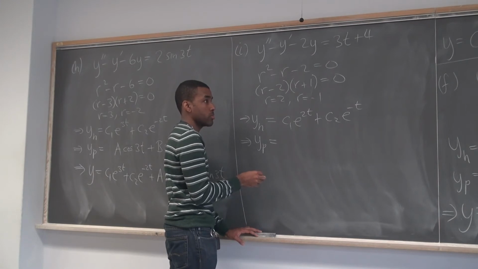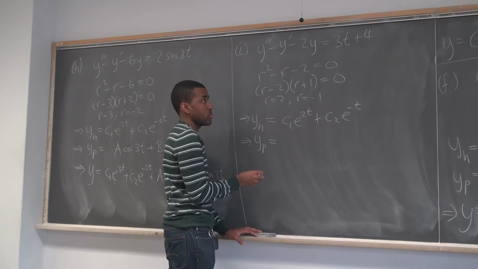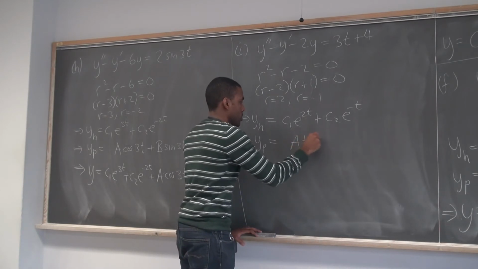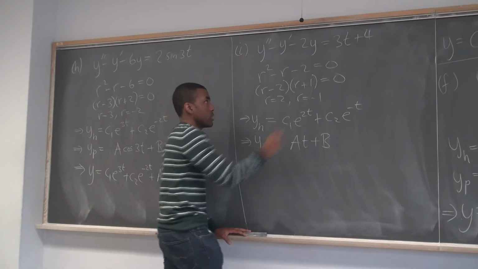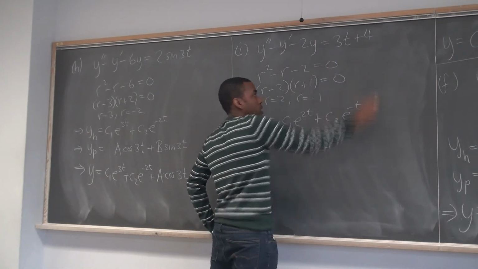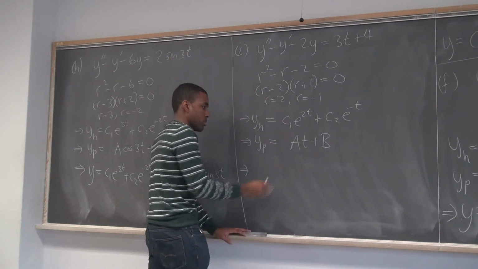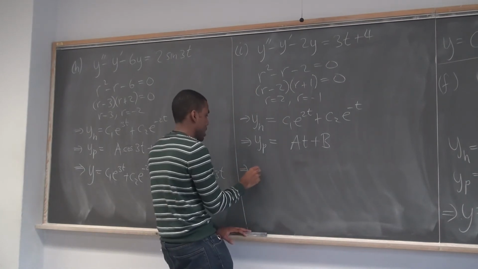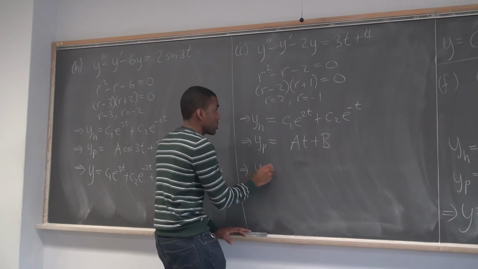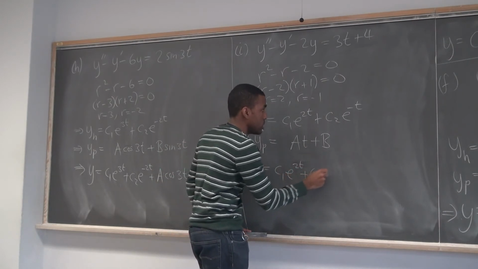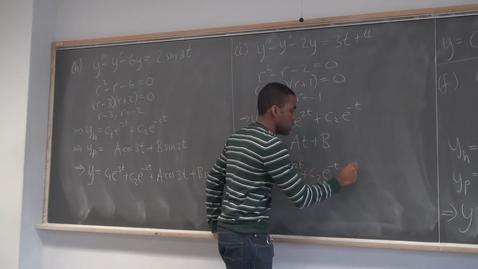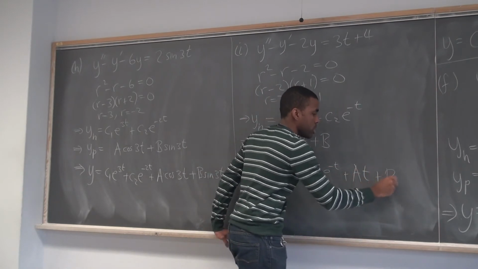What would it be? At plus b. Right? It looks like g, which is just a linear polynomial, so it has to look like a linear polynomial. And then we have our general solution y is just c1 e to the 2t plus c2 e to the minus t plus at plus b.